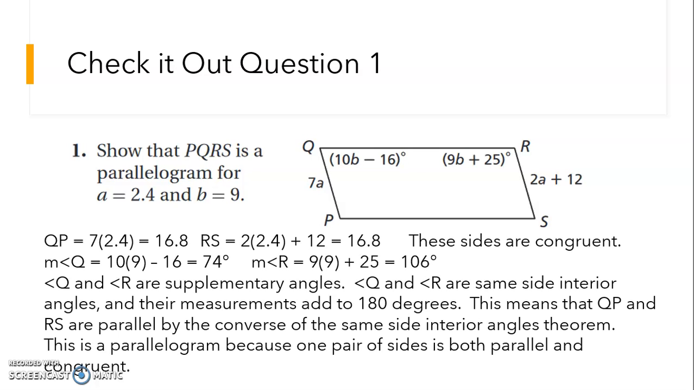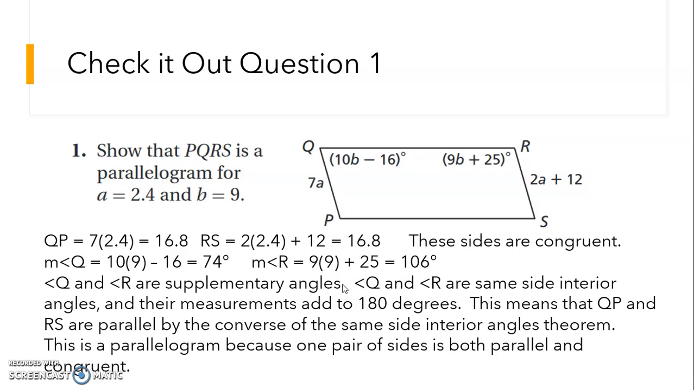So I put in the measurements for a and b. I found that QP is 16.8 and RS is 16.8. So these two sides are congruent, QP and RS. Now I also put in b for angle Q and angle R in these expressions. I found out that angle Q is 74 degrees and angle R is 106. They're not congruent, but 74 plus 106 is 180, so they are supplementary angles.